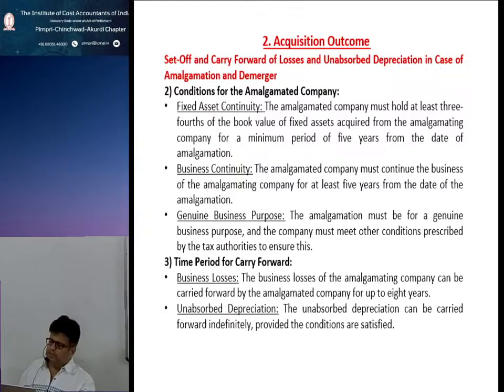And business continuity has to be ensured. The amalgamated company must continue the business of the amalgamating company for at least 5 years from the date of amalgamation. Genuine business purpose should be there. The amalgamation must be for a genuine business purpose, and the company must meet other conditions prescribed by the tax authorities to ensure this. Time period for the carry forward is that the business losses of the amalgamating company can be carried forward by the amalgamated company for up to 8 years, and the unabsorbed depreciation can be carried forward indefinitely, provided the conditions are satisfied.